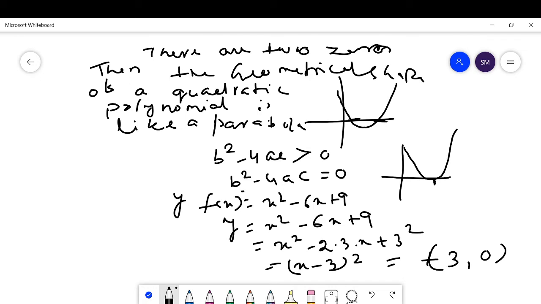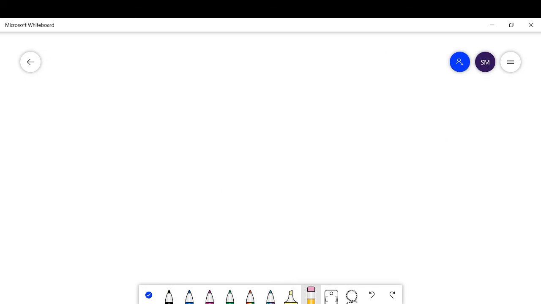When b square minus 4ac is equal to 0, then the quadratic polynomial is a perfect square. Then there is a single zero. Understand? This is a single zero, and the parabola touches the x-axis.